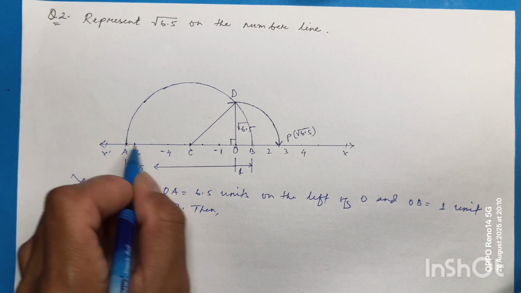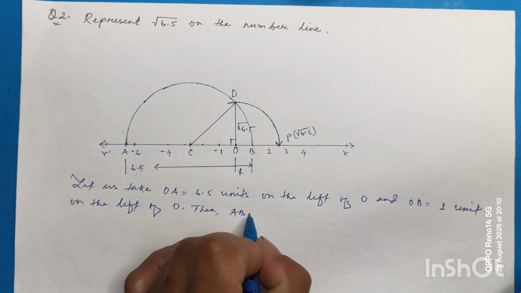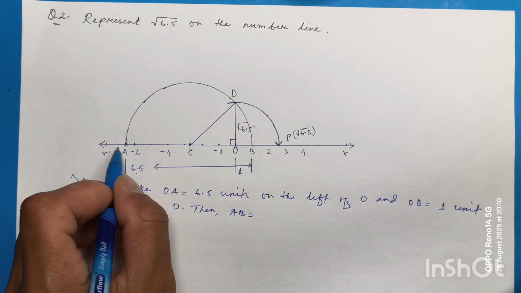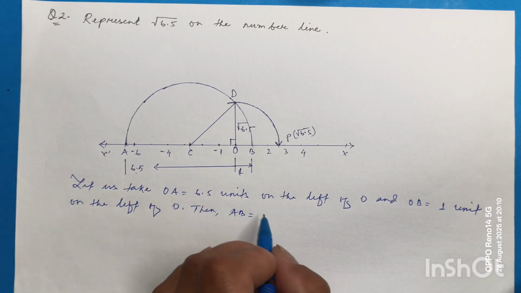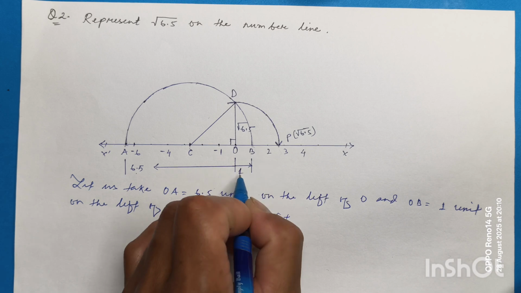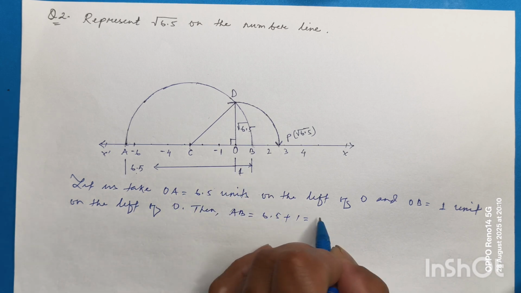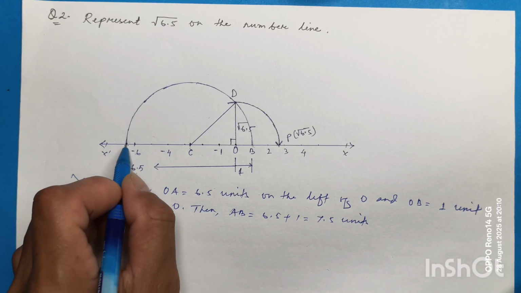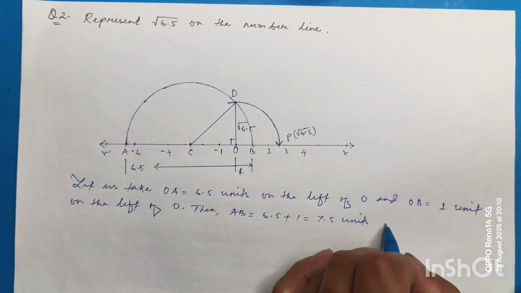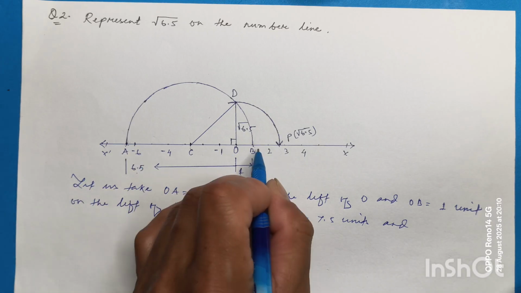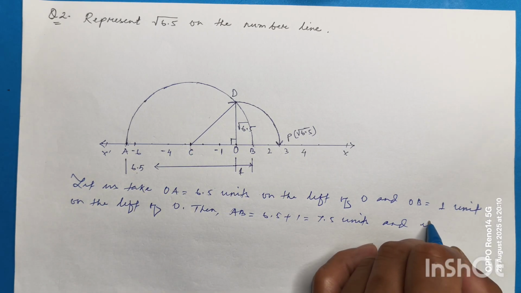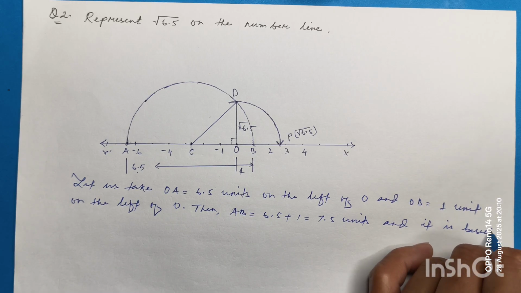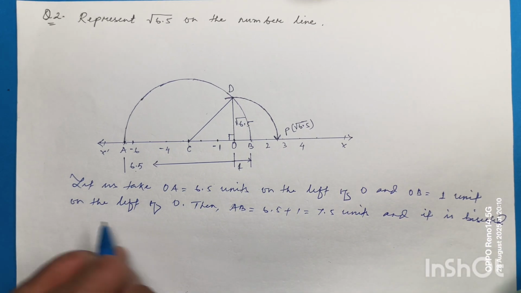Then let us find AB. AB value is equal to OA plus OB. OA how much? 6.5, plus OB how much? 1. So 7.5 units. Now AB length is 7.5, and AB will bisect at C. And it is bisected at C.